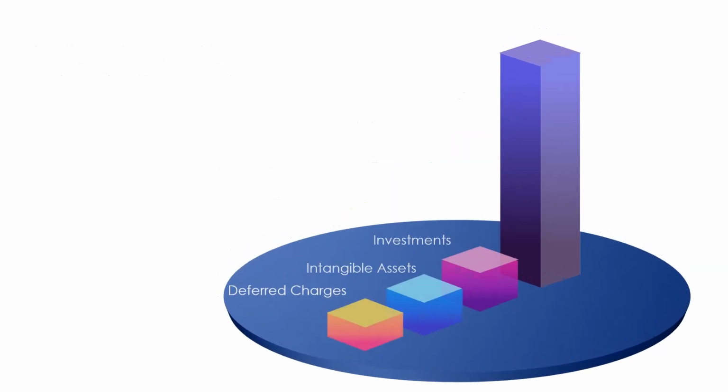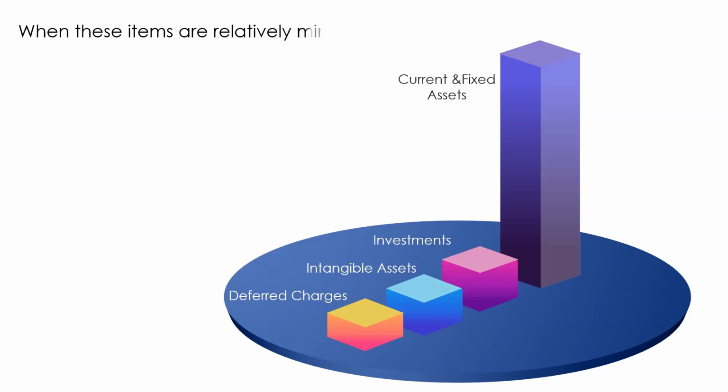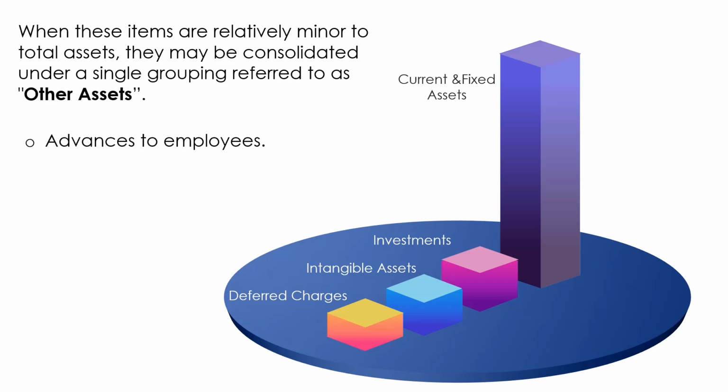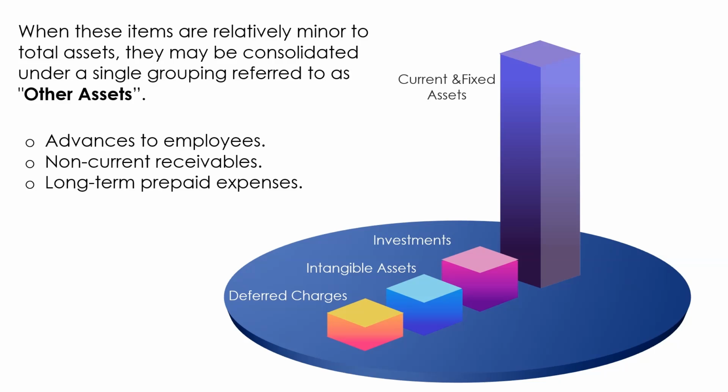When these items are relatively minor compared to the total assets, they may be grouped under a single classification commonly called other assets. For instance, this category can include advances to employees, non-current receivables, or long-term prepaid expenses. These items, while not significant enough to warrant individual attention on the balance sheet, still contribute to the overall financial structure of the organization.